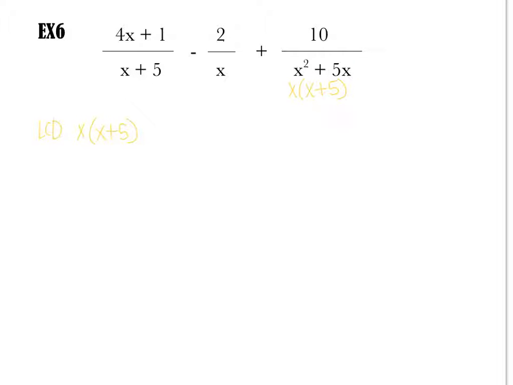So for this one, once I've factored this one, this is already factored, as simple as they can go, I notice that my LCD is x times x plus 5. Because this has an x plus 5, and so does this. This has an x, and so does this. So this actually has both pieces of my common denominator. So that is my common denominator. So go ahead and pause the video and see if you can finish the problem out.